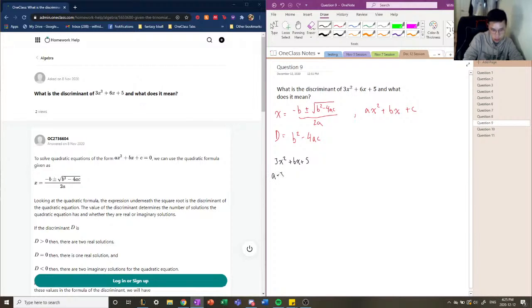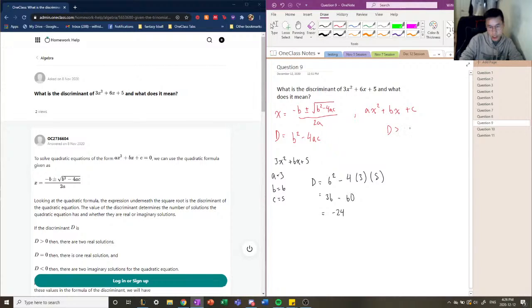So a equals 3, b equals 6, and c equals 5. So our discriminant d is going to be equal to 6 squared, or b squared, minus 4 times a, 3, times c, 5. So we get 36 minus 60, and that gives us negative 24. Okay, so what does it all mean?